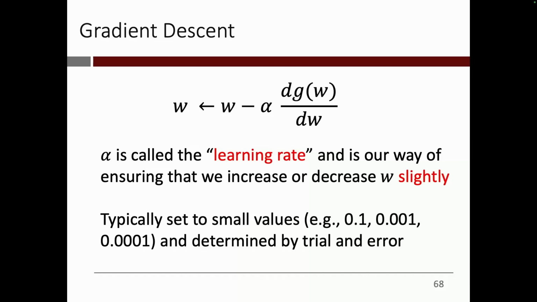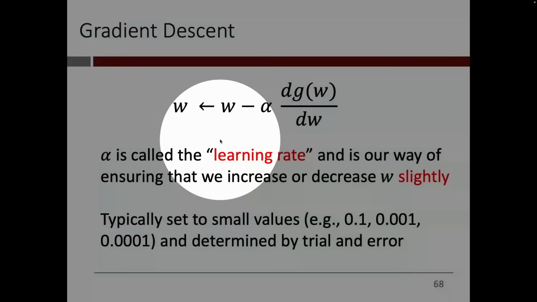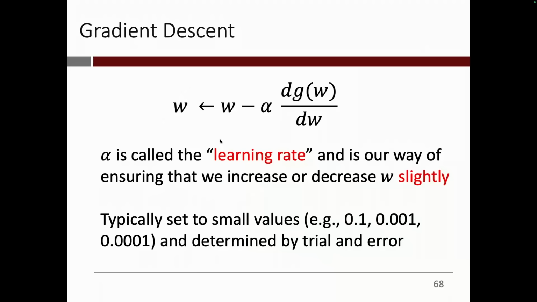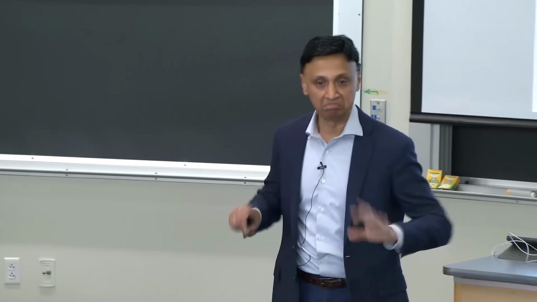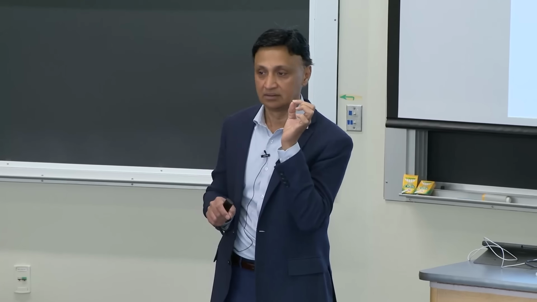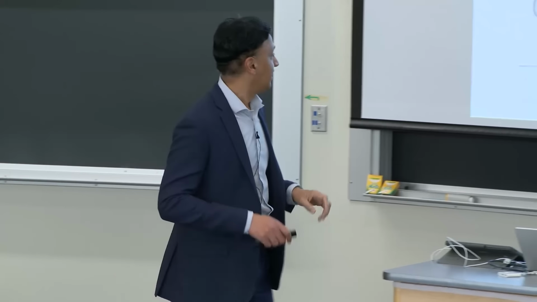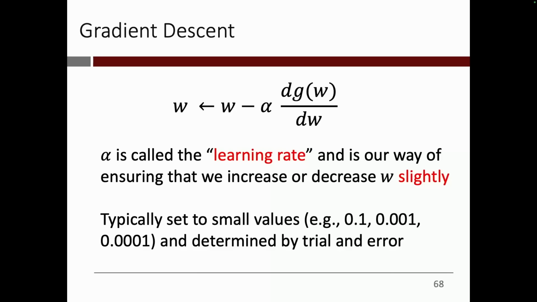And this little number alpha is called the learning rate. It's our way of quantifying the idea of let's not increase or decrease W massively, let's do it slightly. Because a gradient is only valid for small movements around your point. If you take a big step, all bets are off. So this alpha tells you how small a step you should take. Typically, it's set to very small values like 0.1, 0.01, and so on.